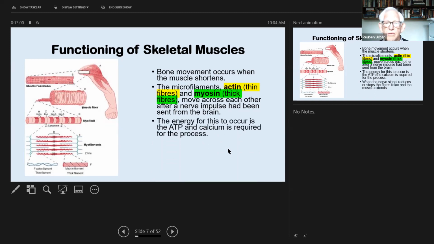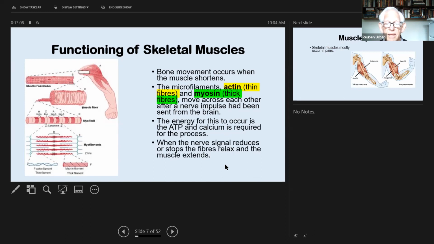And all this, of course, requires ATP and calcium. And ATP means using glucose. So when you have a nerve signal to contract the muscle, it contracts, but if you want to relax it, you stop saying pick it up or whatever you're doing, then the muscle gets longer, so it gets shorter and longer.